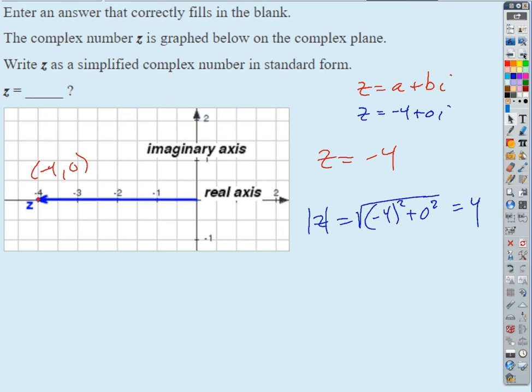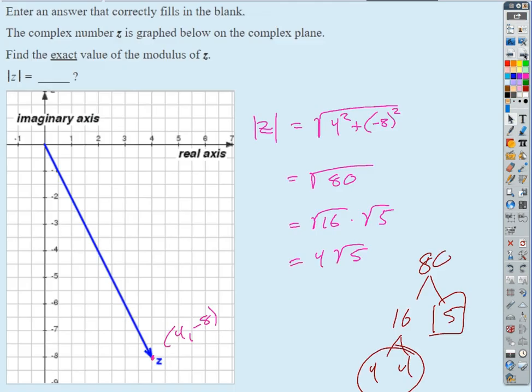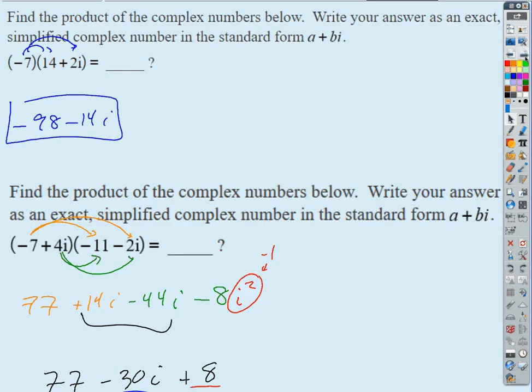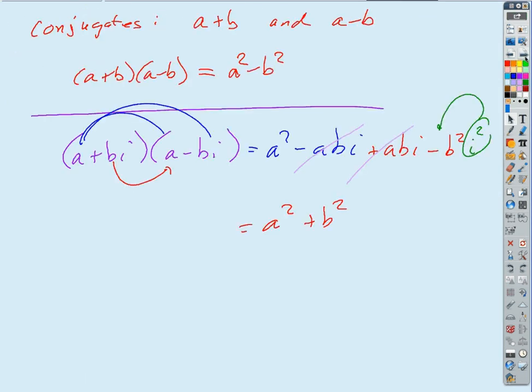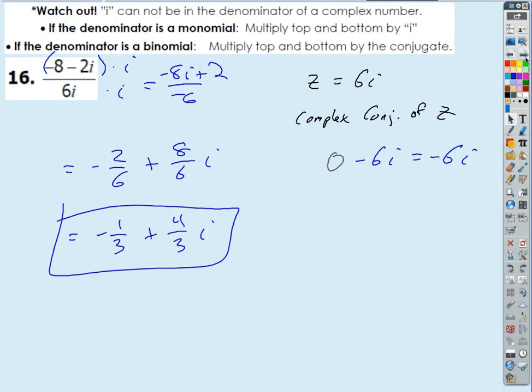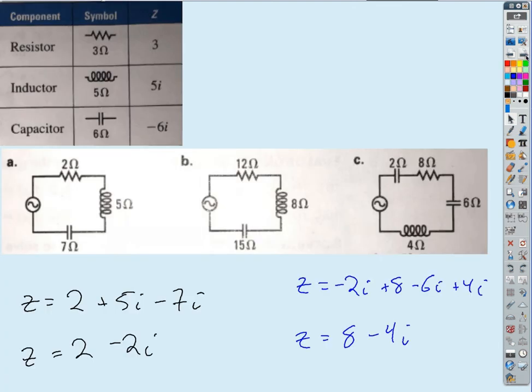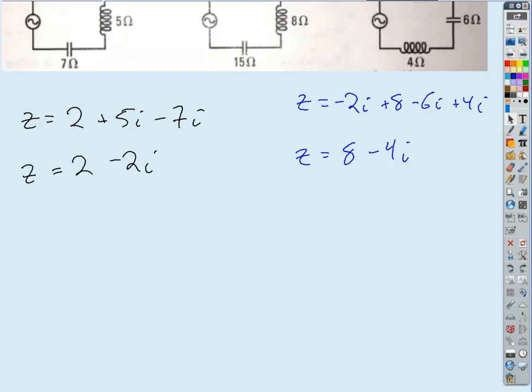Okay. So then, there's a little review. Now just think about this: if we wanted to come up with just a single number to tell us how hard it is to push current through that circuit, what do you think that number might be? The modulus. Yeah, it's just the modulus. It's the size of that complex number.